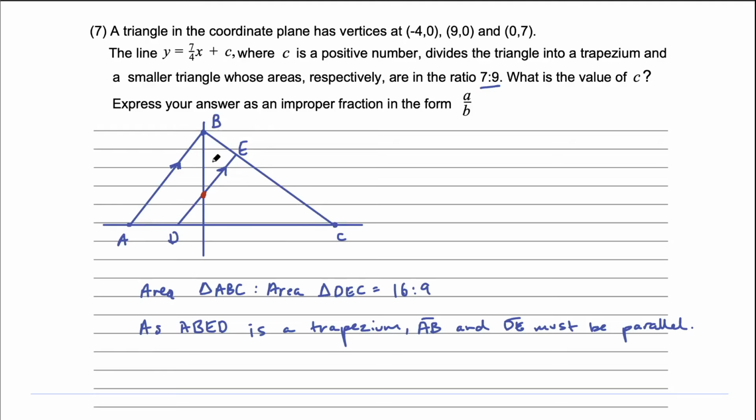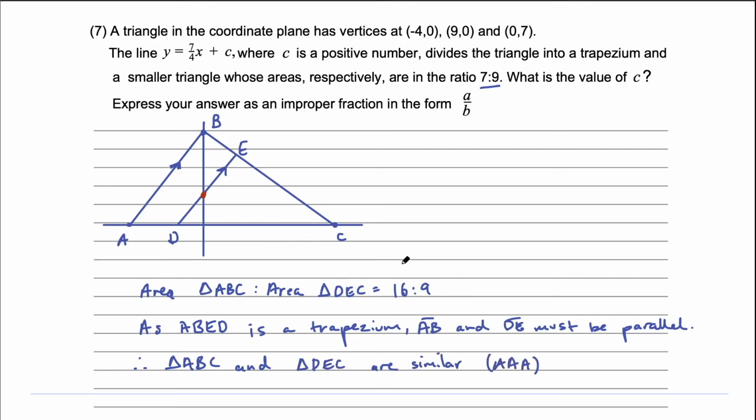And you could use, for example, the idea that all the angles are the same. So these angles must be the same due to the parallel lines. They would be corresponding angles. These angles must be the same, again corresponding, and this one is the same because it belongs to both triangles. So we can say, therefore, triangle ABC and triangle DEC are similar, angle, angle, angle.